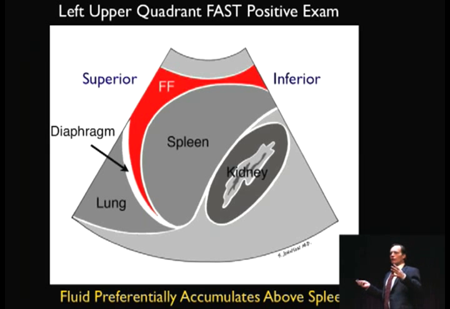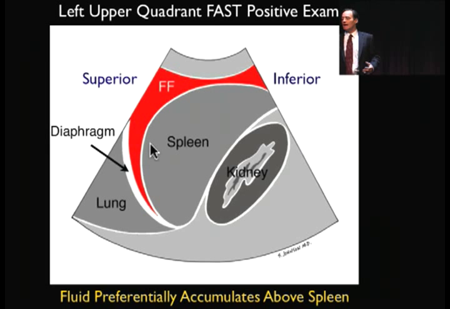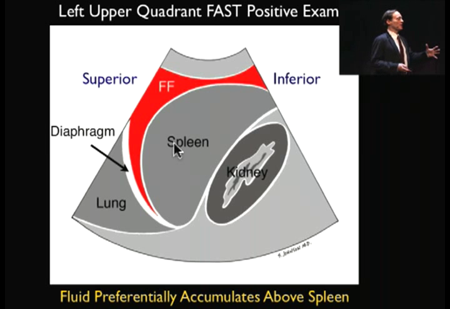So where does fluid layer out on the left upper quadrant? Well, it's really going to be right here, as you can see, above the spleen and underneath the diaphragm. So it's going to be really here and not in between the spleen and the kidney. The left upper quadrant is not a mirror image of the right upper quadrant. We just have to remember that.